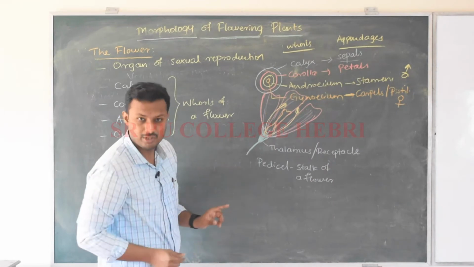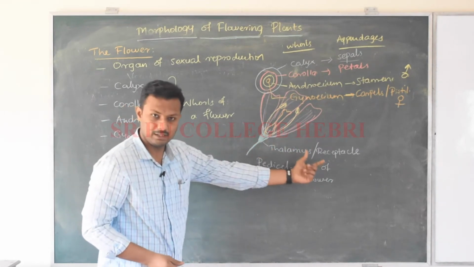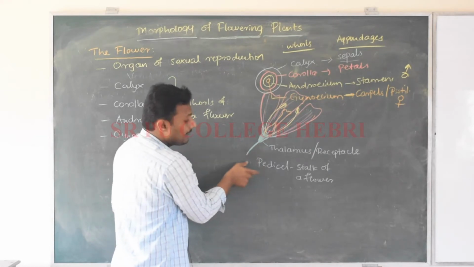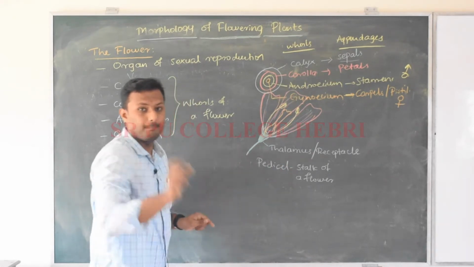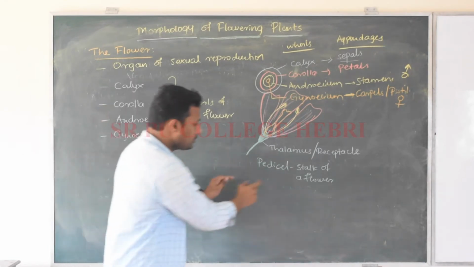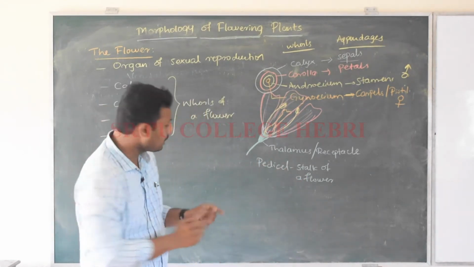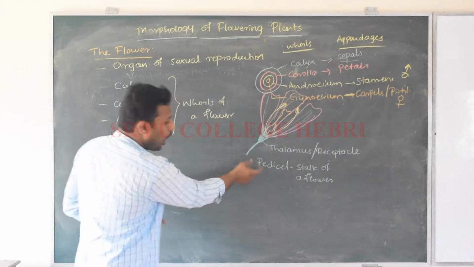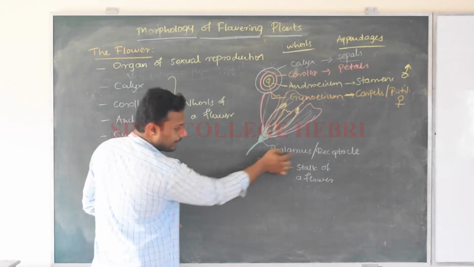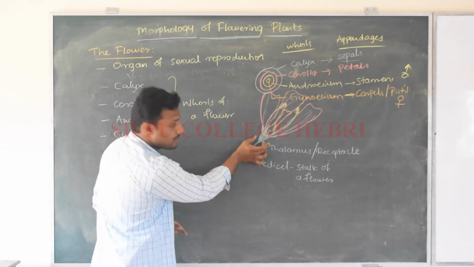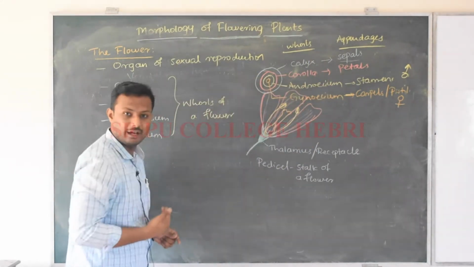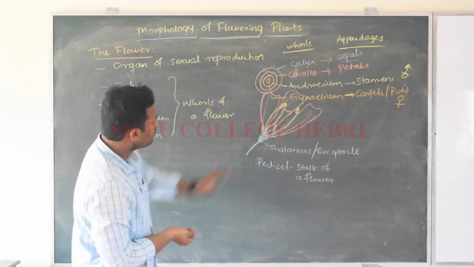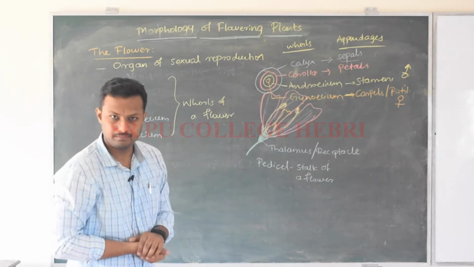And what is thalamus or receptacle here? Thalamus or receptacle is the swollen end of the stalk of the flower, and the stalk of the flower here is called what? Pedicel. The technical term we use to name the stalk of the flower will be what? Pedicel. It can be a 1 mark important question. Okay, remember that. So on this pedicel, the swollen end is called thalamus. On the thalamus, all the four whorls of the flower are resting. As you can see, they are concentrically arranged, and that is why they are called whorls of a flower.